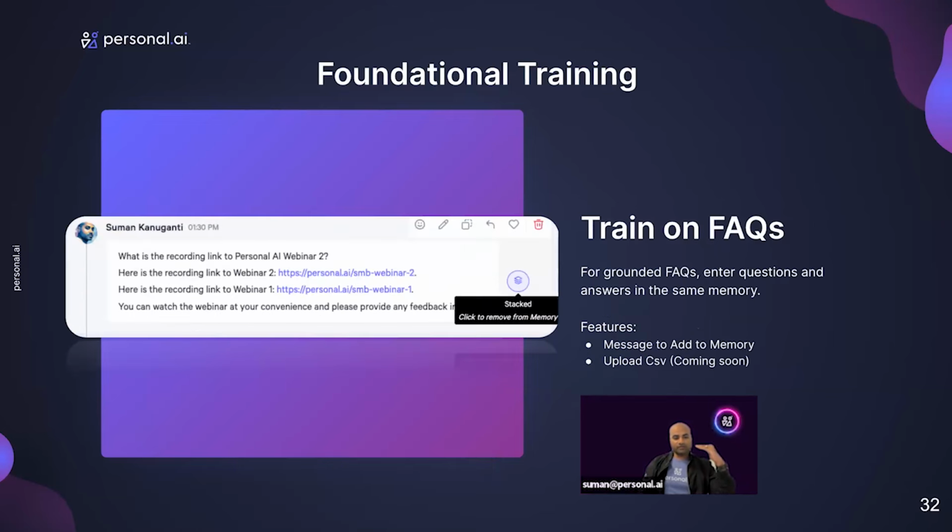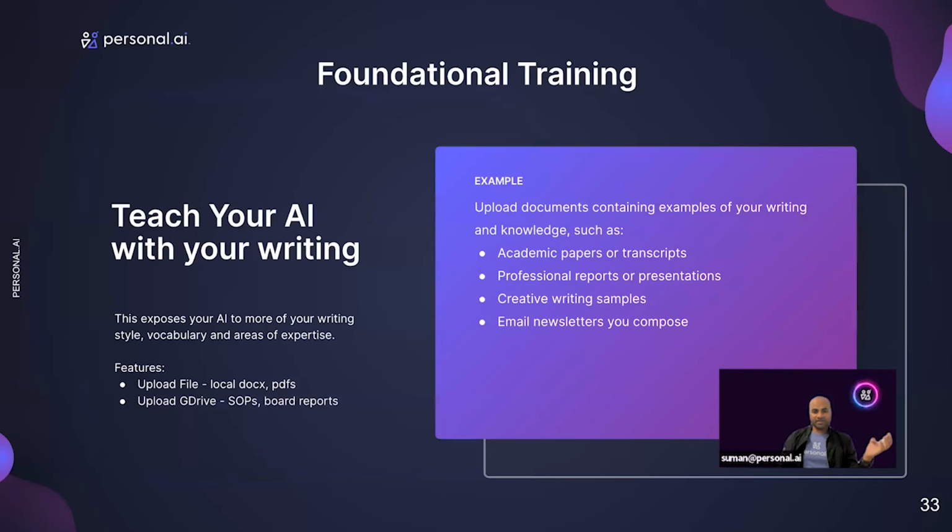This is an example of question and answer. It can remember links as well. So sometimes if somebody is asking for a link for webinar 1 or webinar 2, you can simply ask for it and my AI will draft a message for me. So training on facts is one of the easy, low-hanging things.